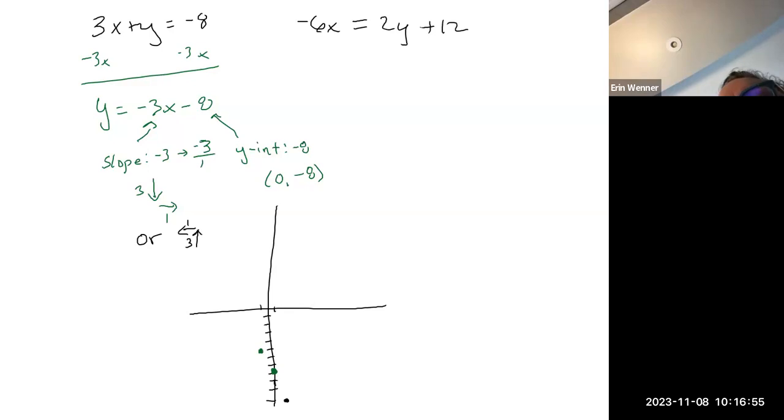So since we're graphing by hand, it's always good to do a couple of them. So from this point of (-1, -5), we could go up 3. So -4, -3, -2, and right 1 more. And because I'm doing this by hand, it's kind of rough, but we get something that looks like this, right? And so if we go to our other line, which we'll do in blue, I want you to take that equation, -6x equals 2y plus 12, and write it in slope intercept form first.